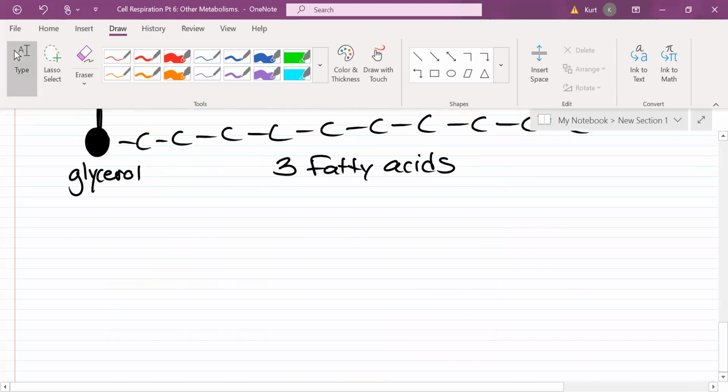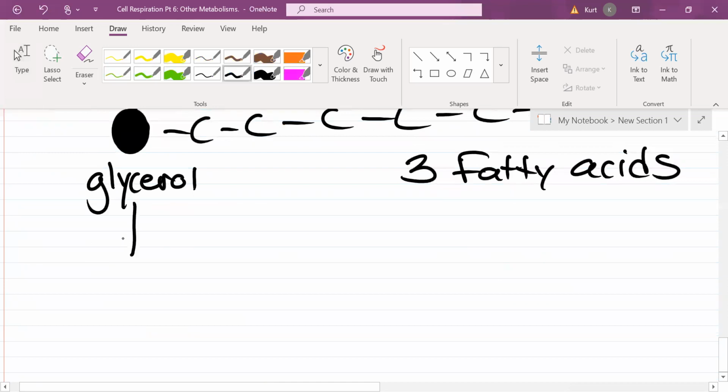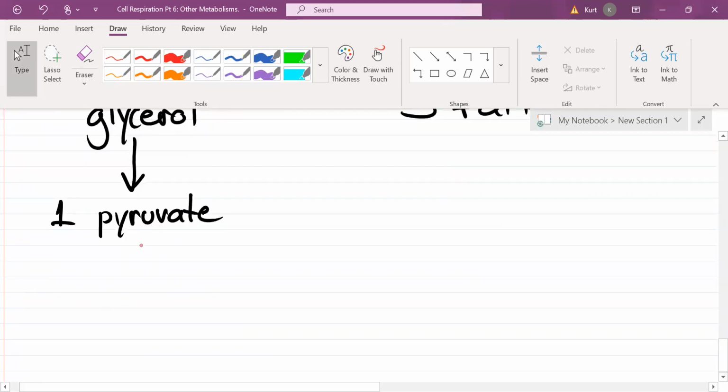All right, let's do this. So first off, glycerol is going to be metabolized into 1 pyruvate. What part of cell respiration does pyruvate enter? What stage? How many prep reactions will you have to do if you just have 1 pyruvate?